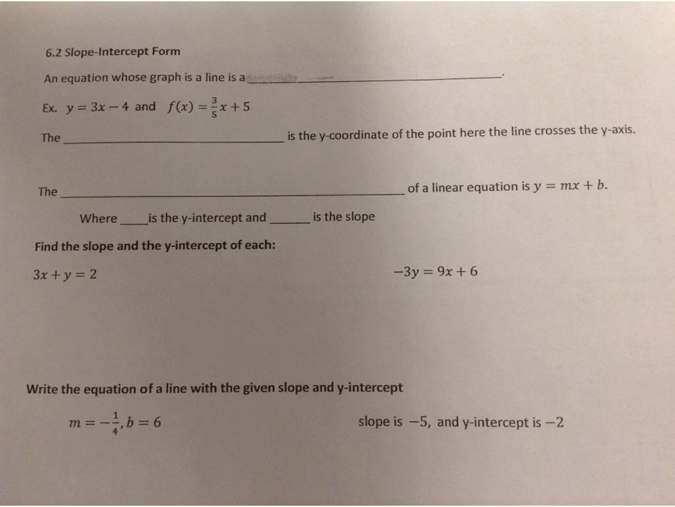6.2 slope-intercept form. An equation whose graph is a line is a linear equation. I gave you two examples, y equals 3x minus 4 and f of x equals 3/5 x plus 5.